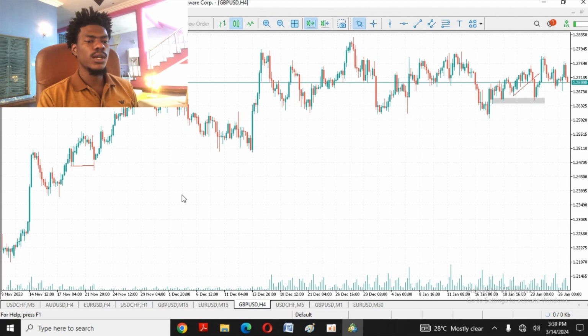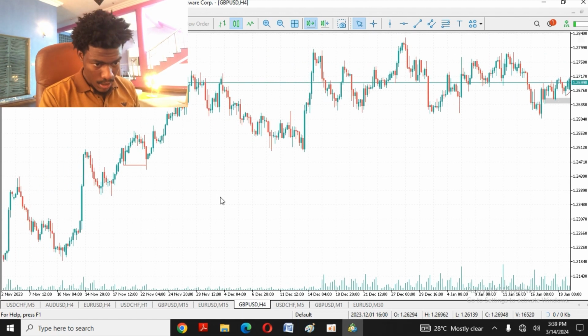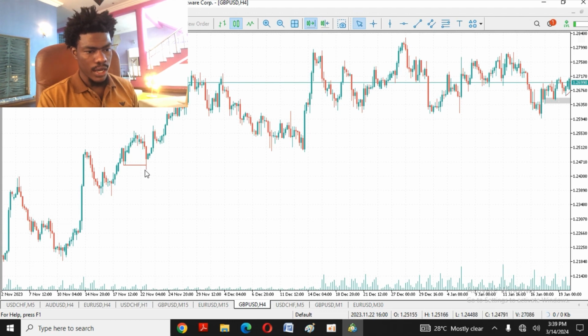Let's go to the 4 hours. This is a bullish market. We have higher high, higher low, higher high, higher low, higher high. We'll come here to have a higher low, higher high, higher low, and thereabout. So let's mark our Fibonacci now.